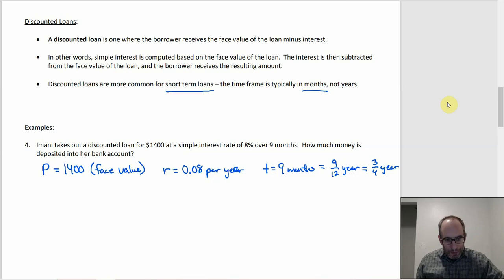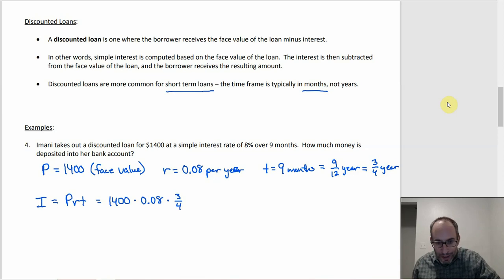Okay, so then the interest is still going to be P times R times T. So our P is 1,400. Then our rate is 0.08. And then our time is 3/4, or if you want to write that as a decimal, it would be 0.75, right? So I guess we can rewrite that and say this will be 1,400 times 0.08 times 0.75, and that ends up being 84.